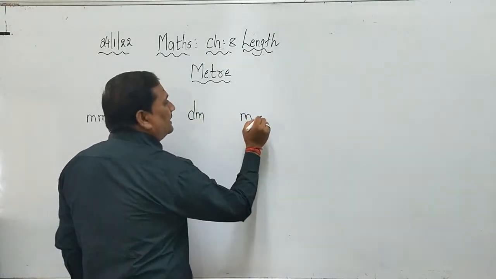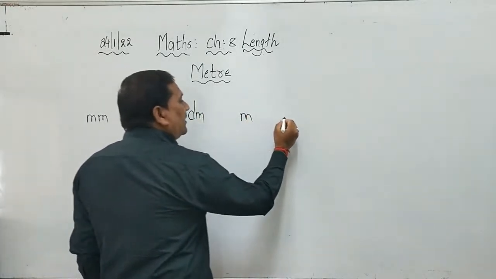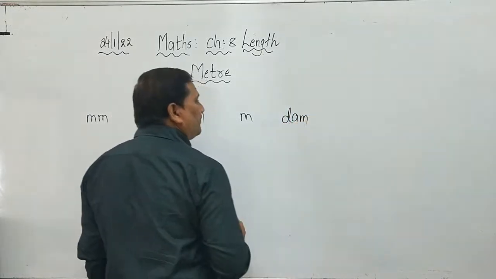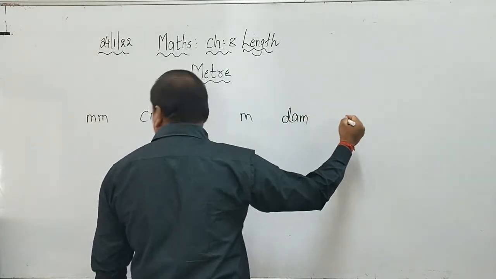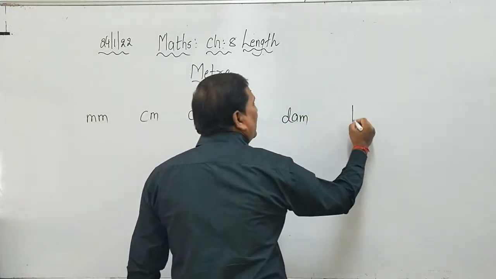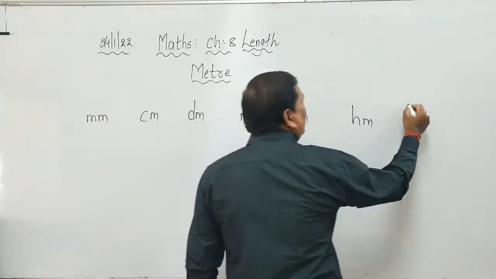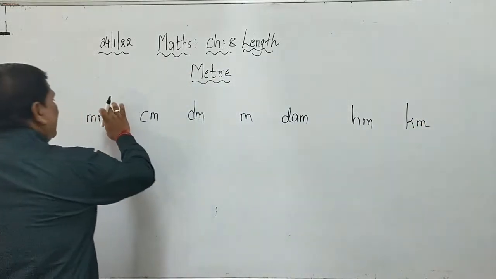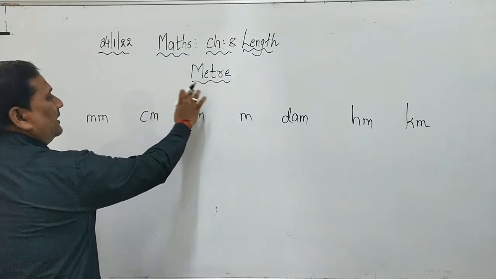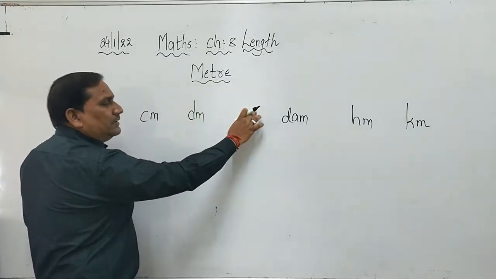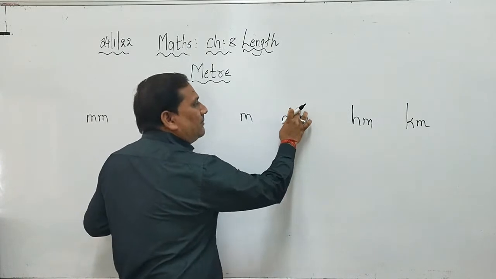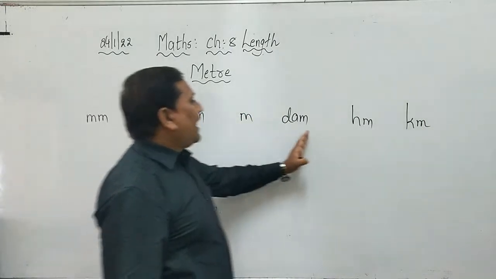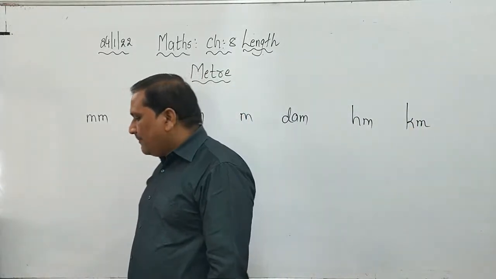After decimeter it is meter. After meter it is dam, that means decameter. After decameter it is hectometer, and hectometer means hm, and after hm it is kilometer. So first one is millimeter, then centimeter, dm stands for decimeter, then meter, then decameter, hectometer, and kilometer. So 1, 2, 3, 4, 5, 6 and 7 units are there.